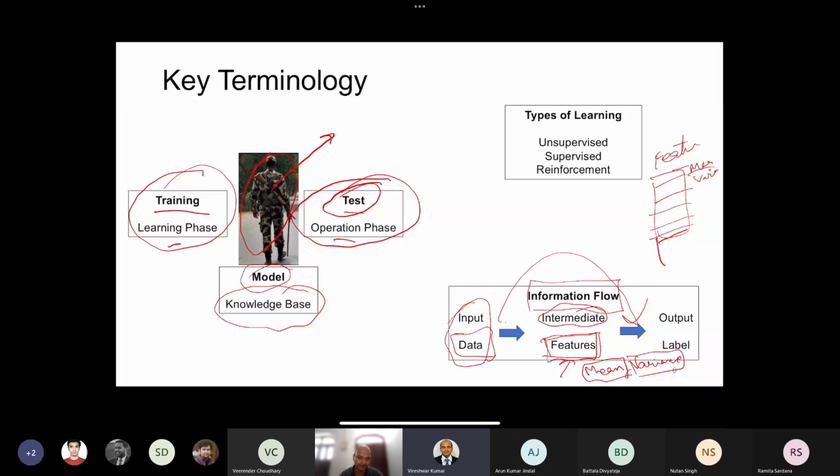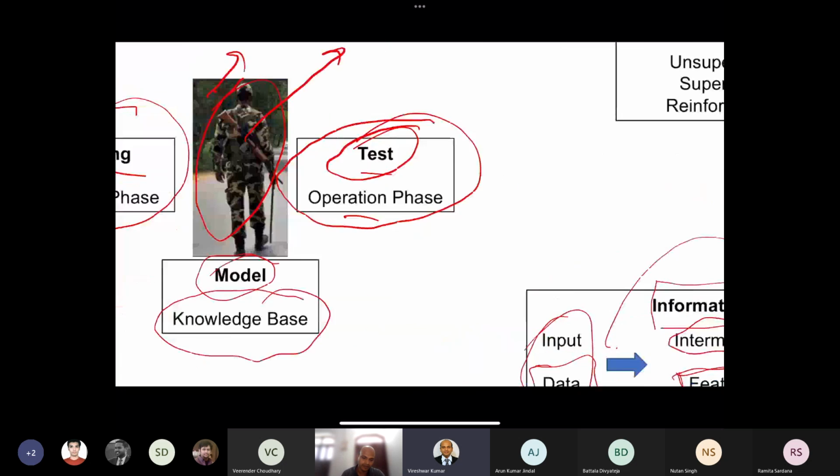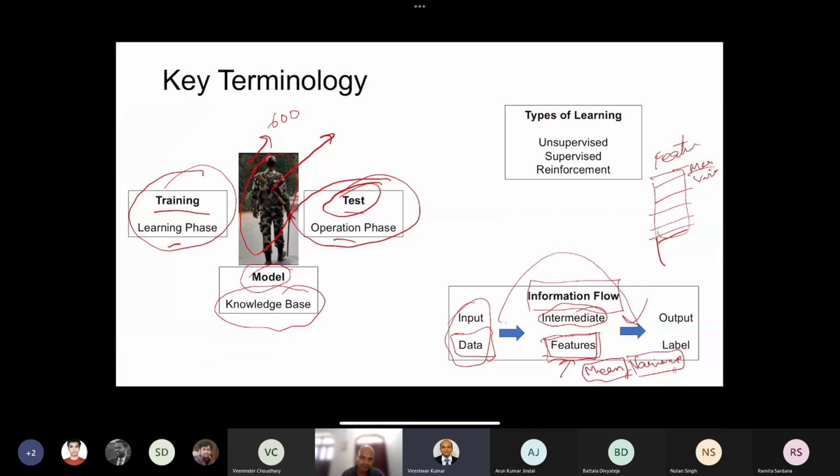And you can think of an image like this. This could probably be a 600 cross 200 pixel image. So you could think of a feature set which contains RGB values for each of these pixels. So you can think of that many pixel values.